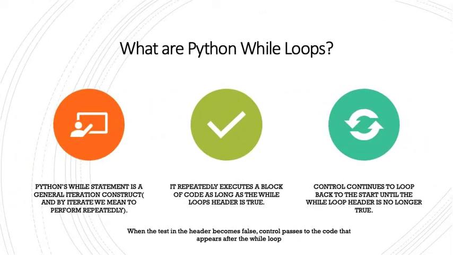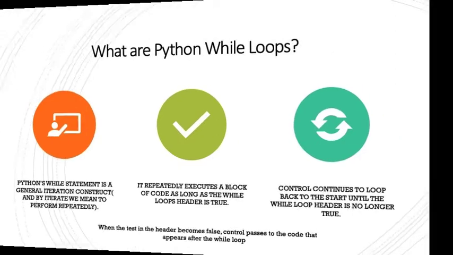Python's while statement is a general iteration construct, and by the word iterate, we mean to perform repeatedly. It repeatedly executes a block of code as long as the while loop's header is true. Control continues to loop back to the start until the while loop header is no longer true. When the test in the header becomes false, control passes to the code that appears after the while loop.